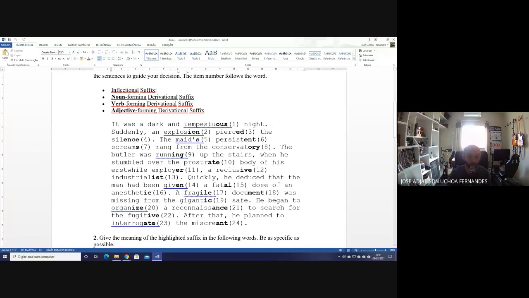So we have a text here. The suffixes are in boldface type. And I want you to put their respective numbers, and tell me if they are derivational noun forming, derivational verb forming, derivational adjective forming. It's not listed here, but derivational adverb forming. It will depend on the word class.